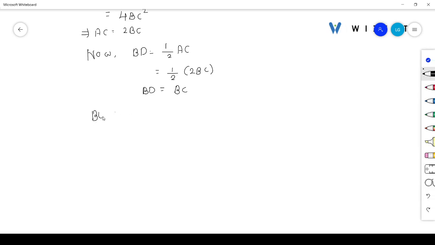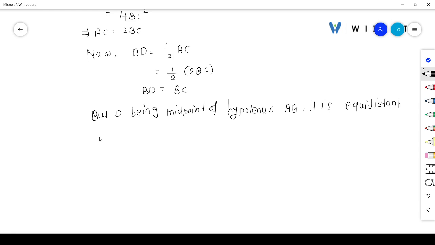But D being a midpoint of hypotenuse AC, it is equidistant from all the vertices.